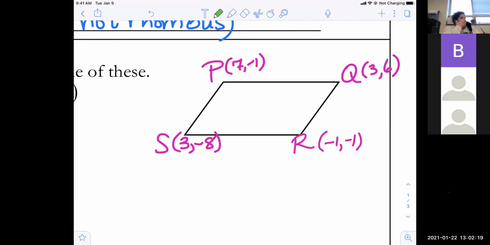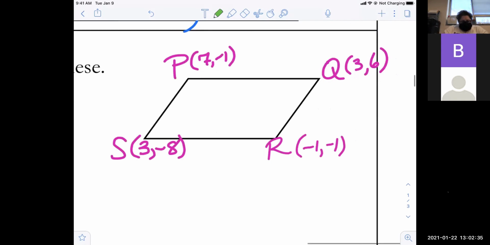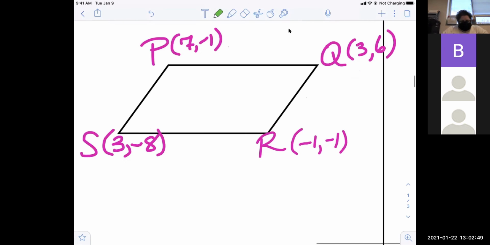Okay, and you already know what? There's kind of something that you're thinking in your head, but you aren't really telling me. Okay, so we already know what about the opposite sides? We already know what? Well, they're parallel, but they're also what? Congruent.